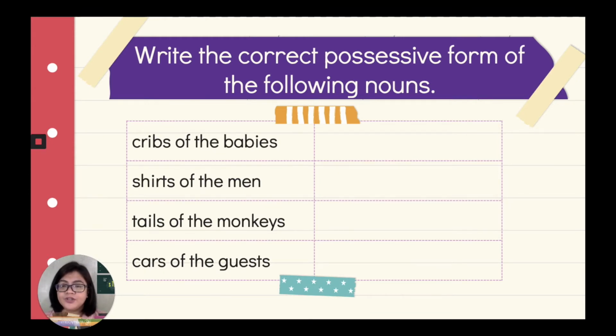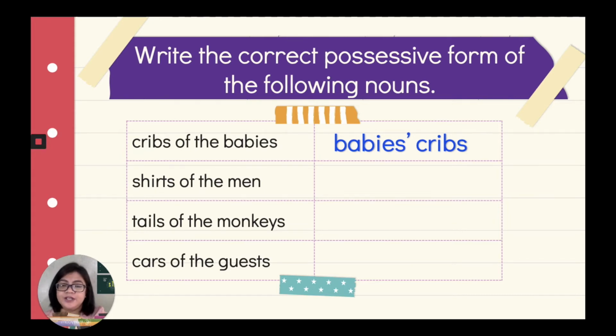Let's go first to the cribs of the babies. Since the noun here is babies, which is already plural and already has S, we didn't add anything except the apostrophe. So we only added an apostrophe. You can see here, apostrophe only.